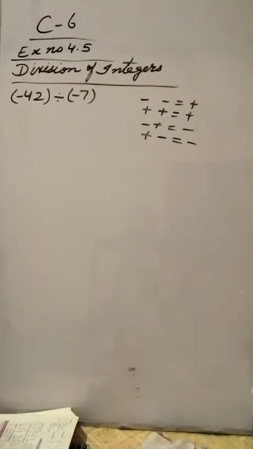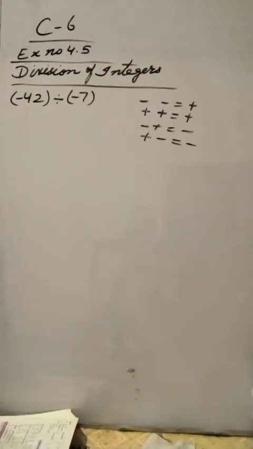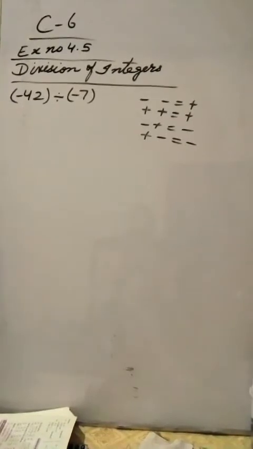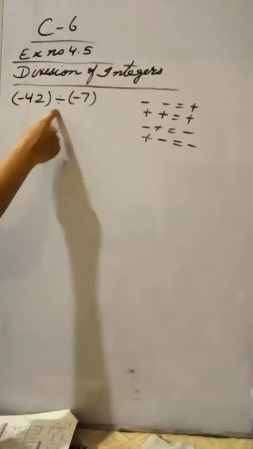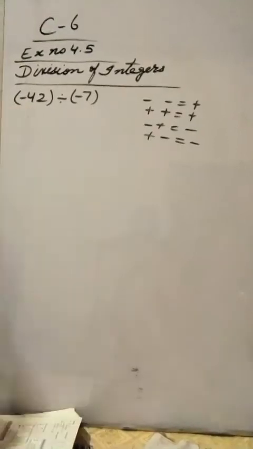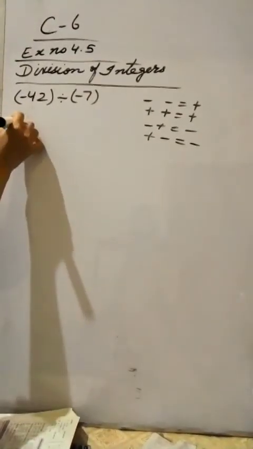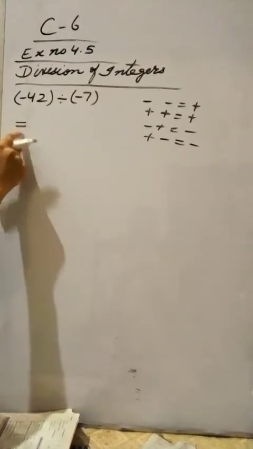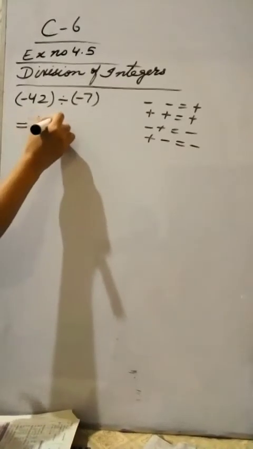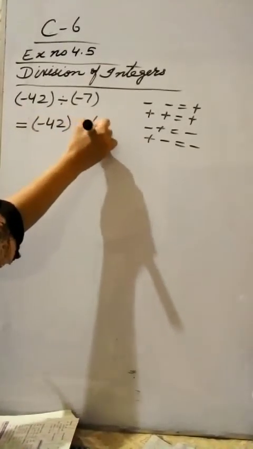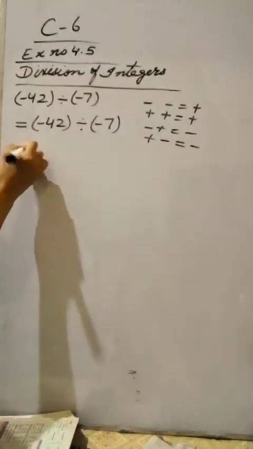Today we will start the topic division of integers. How to solve the question with division and the signs. So first of all we have to write the question again with the equality sign. Minus 42 divided by minus 7 equals.